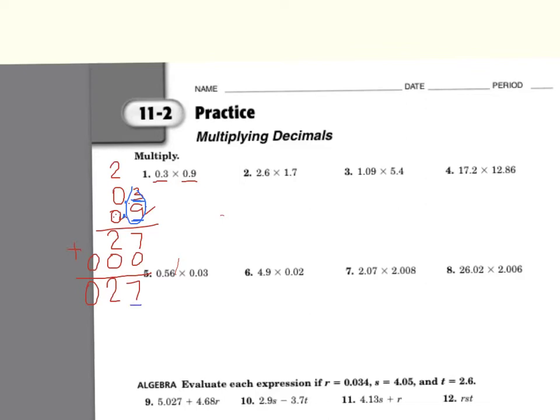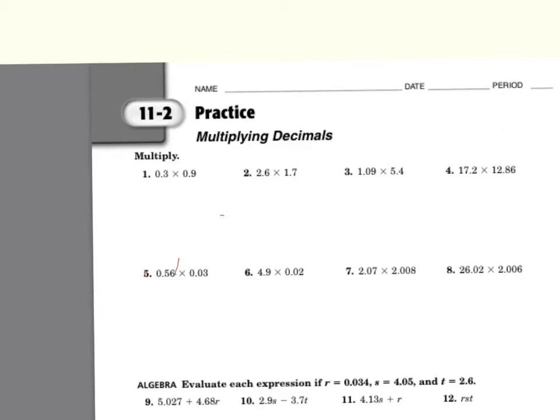So count back 1, 2, and your decimal will go there. How many decimal numbers do you have in your answer? 1, 2. The same number of decimal numbers in your problem. Okay. You're multiplying everything just the same. It's just figuring out where the decimal goes. Okay, let me get rid of this.